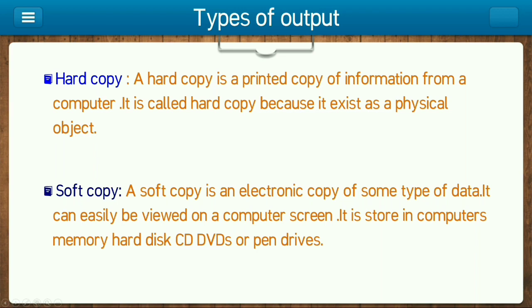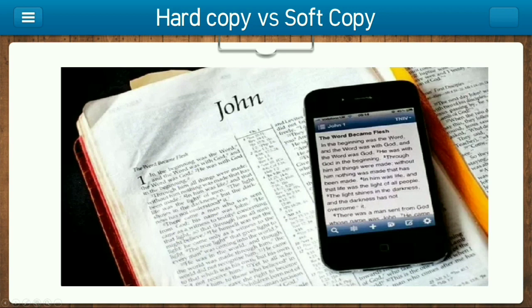Then soft copy. A soft copy is an electronic copy of some type of data. It can be easily viewed on a computer screen. It is stored in the computer's memory, hard disk, CD, DVDs or pen drives. That means when we see output on a screen, it is called soft copy. That we can see only but we cannot touch. Soft copy we can easily modify, that means we can make some changes, but in hard copy we cannot. See the example. The textbook is an example of hard copy, and the same if we see on a laptop monitor or mobile screen, that is soft copy.